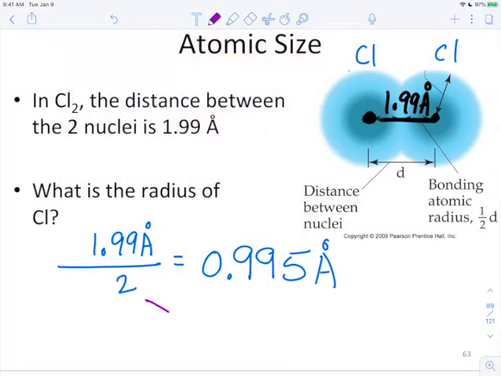And by the way, the 2 right here is a counting number. It's a total of 2 atoms here, so this is an exact number.